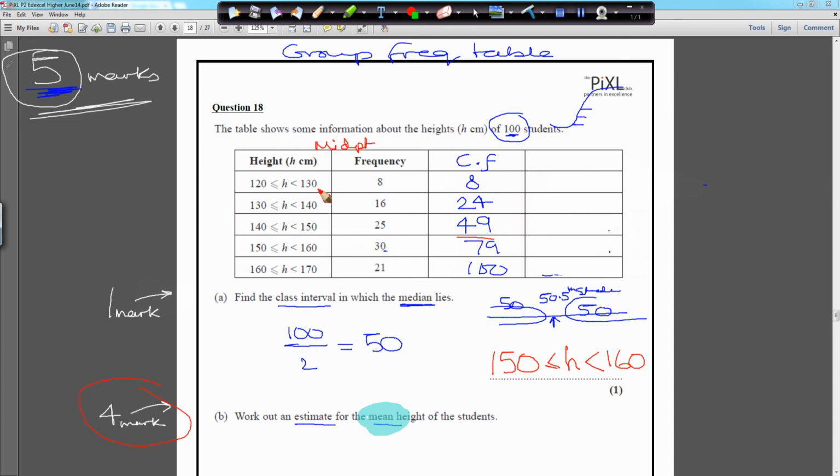Okay, midpoint. I normally squeeze my midpoints in right next to it. So halfway between 120 and 130, you should be able to see, is 125. Let's be official and make it nice. I'll put midpoint in here. So halfway between 120 and 130 is 125.